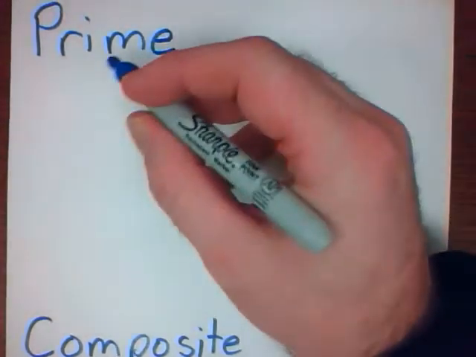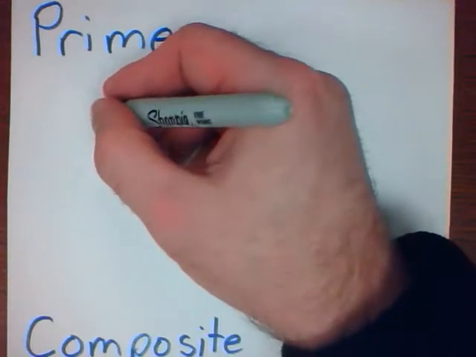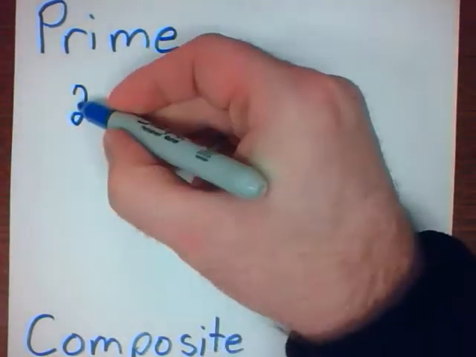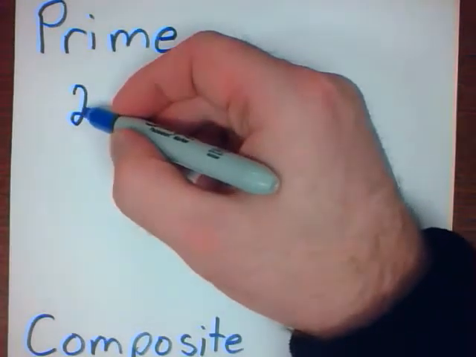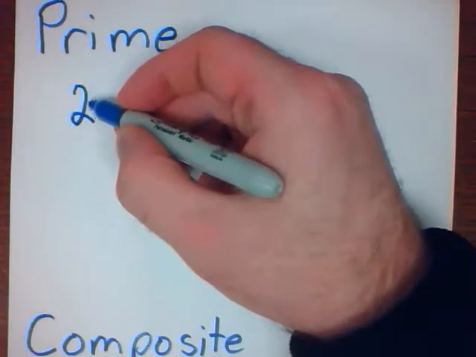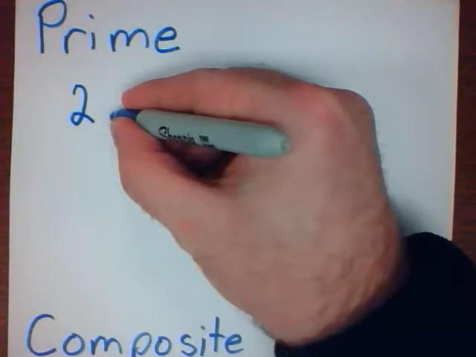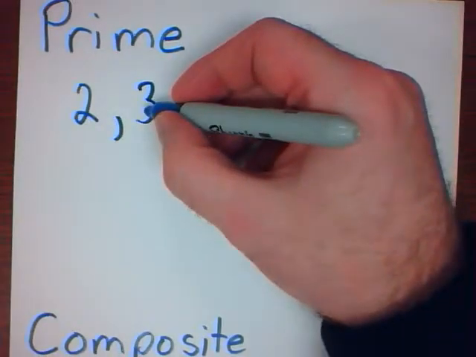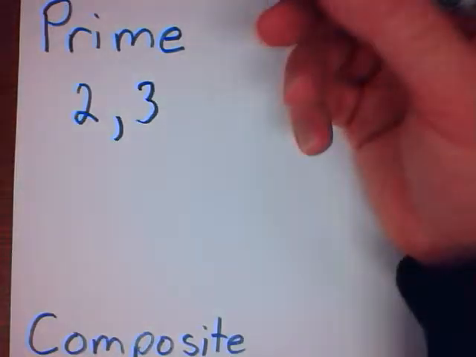Number 1 is not a prime number or a composite number. But if we think about the number 2, what can it be divided by evenly? 2 and 1. Those are the only options. Think about the number 3. What can it be divided by evenly? 3 and 1. And those are the only options.